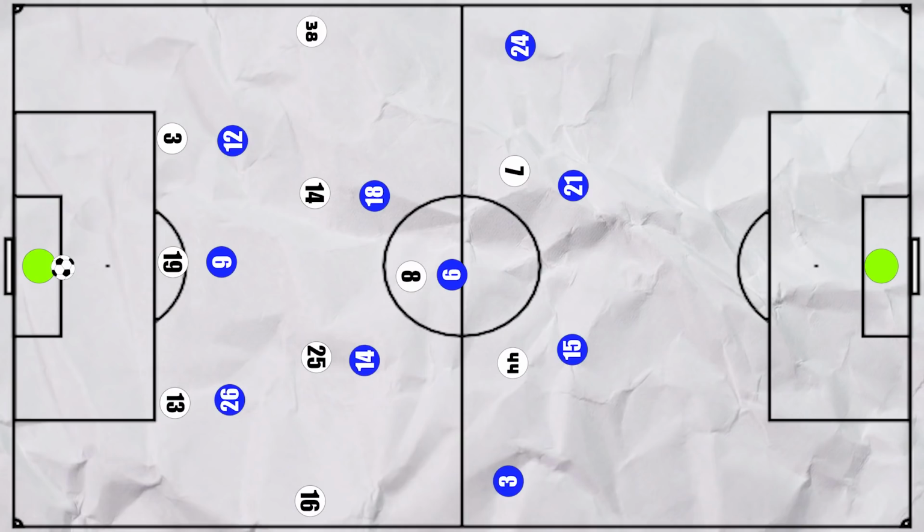But for the most part, Sampdoria naturally had the 2 versus 1 advantage in the wide regions, and as a result, they could just sit their wingers on the Juventus wingbacks. So Juventus had to adapt.